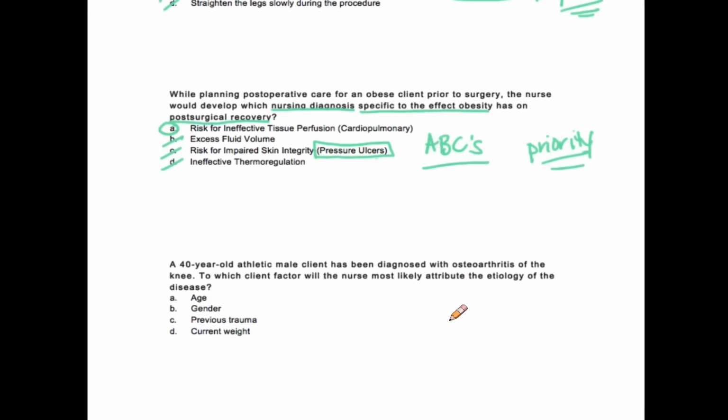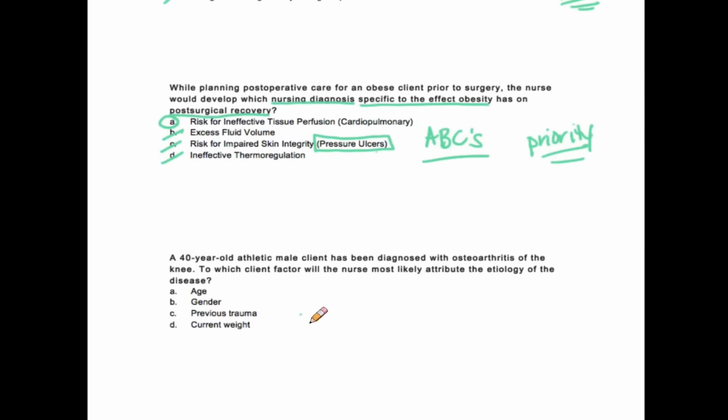And the last one that's come up a couple times is this here. A 40-year-old athletic male client has been diagnosed with osteoarthritis of the knee. To which client factor will the nurse most likely attribute the etiology of the disease? So what are my key points in here? What is this question really asking me? I'm talking about a 40-year-old male athletic client, right? They have osteoarthritis. Now I want to know what factor attributed to this disease.